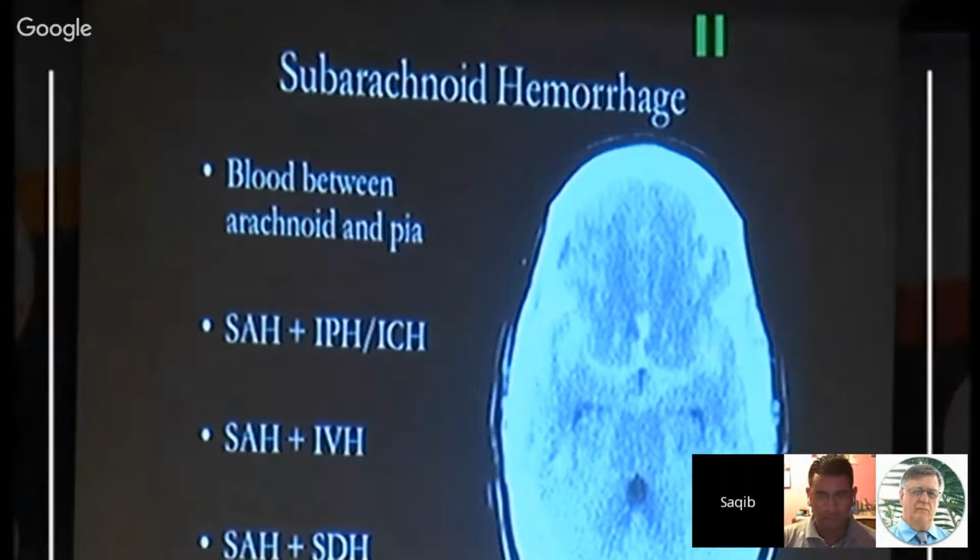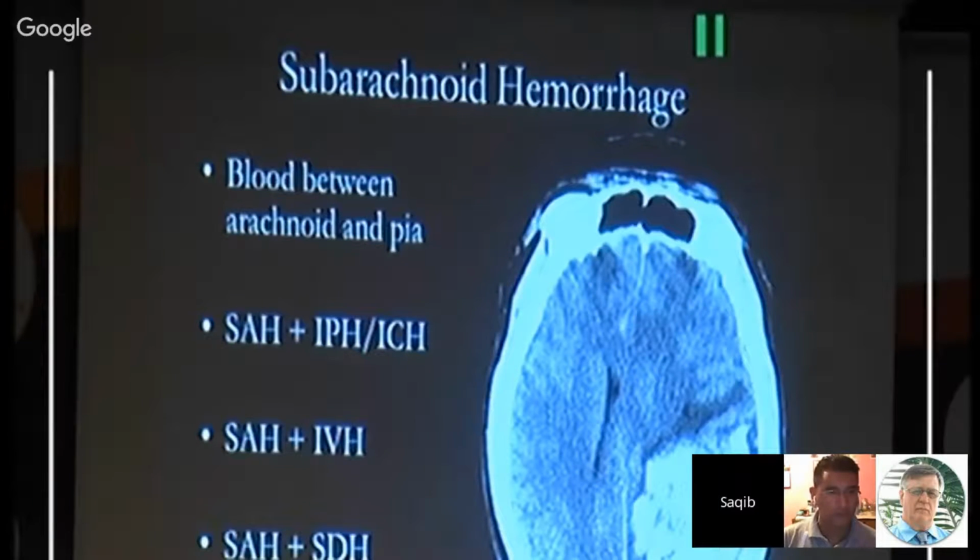If you memorize this picture, this is not the overt picture of subarachnoid hemorrhage. This is kind of the average picture of what subarachnoid hemorrhage looks like due to an aneurysmal source. You can also have hemorrhages that have some subarachnoid hemorrhage, but you have to look for it. So it's not obvious and glaring sometimes.